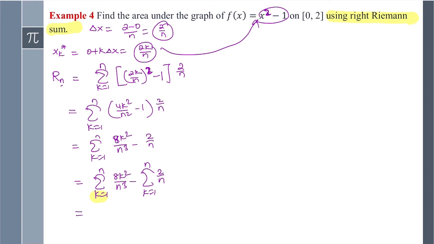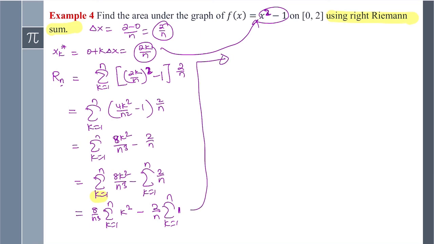So what we do here is we can factor out that 8, so we can factor out 8 over n cubed. And then we have the sum from k equals 1 to n of k squared, minus, we can do the same thing here. We can factor out 2 over n, and we have the sum from k equals 1 to n, and then we just leave 1 here.